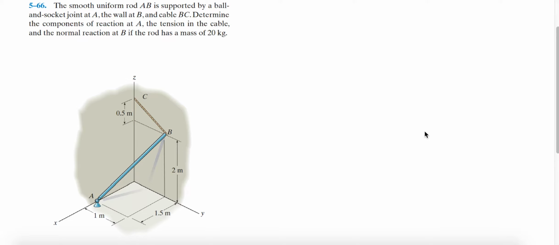As promised, I wanted to bring you an object in equilibrium 3D problem with the support reactions. And I chose this problem because it has some very interesting things. I don't consider this to be an easy problem at all.